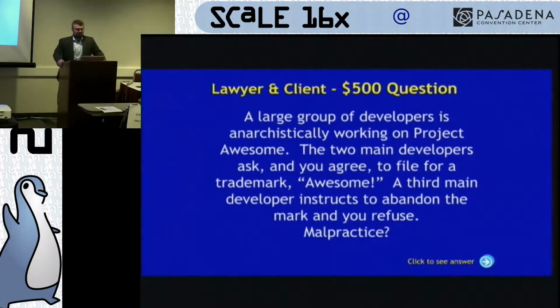Okay, a large group of developers is anarchistically working on Project Awesome. The 2 main developers ask, and you agree, to file a trademark, Awesome. A third main developer instructs you to abandon the mark, and you refuse. Malpractice.